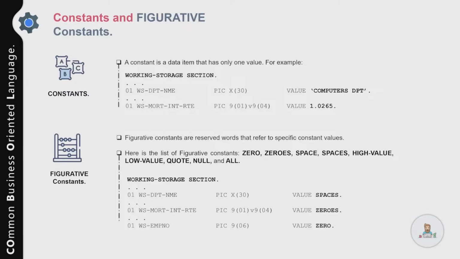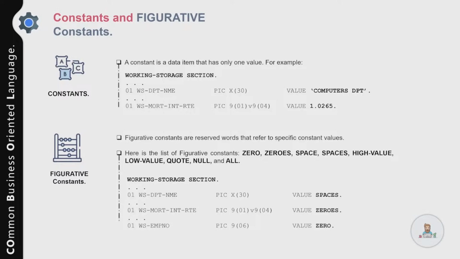For example, in the case of department name, which is X of 30, that is alphanumeric, I've used a value clause along with spaces. SPACES is a figurative constant, and what will happen when you run this program? This particular variable, department name, is filled with all spaces. That means all 30 bytes will have spaces as an initial value. And you can very well override the value of department name in your program during the execution.